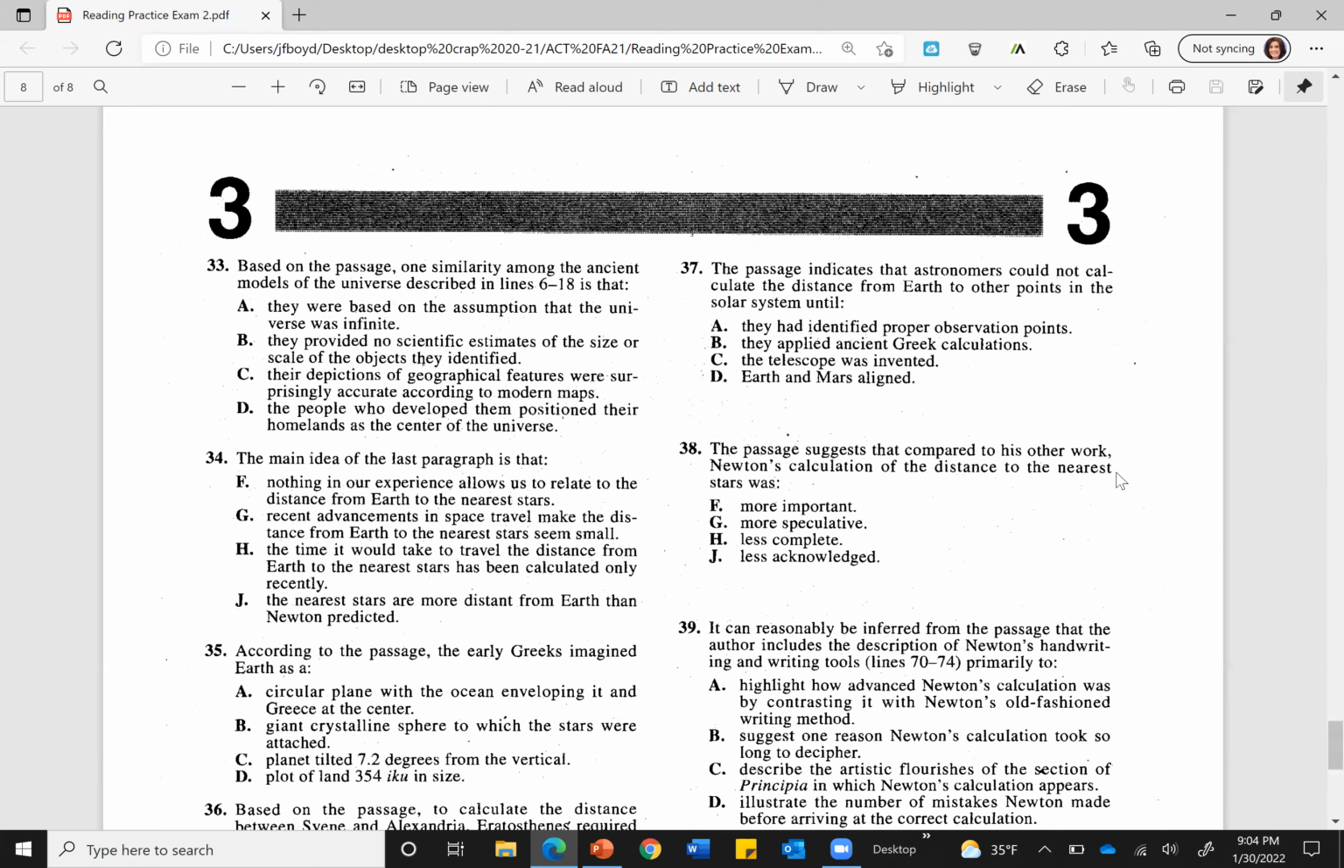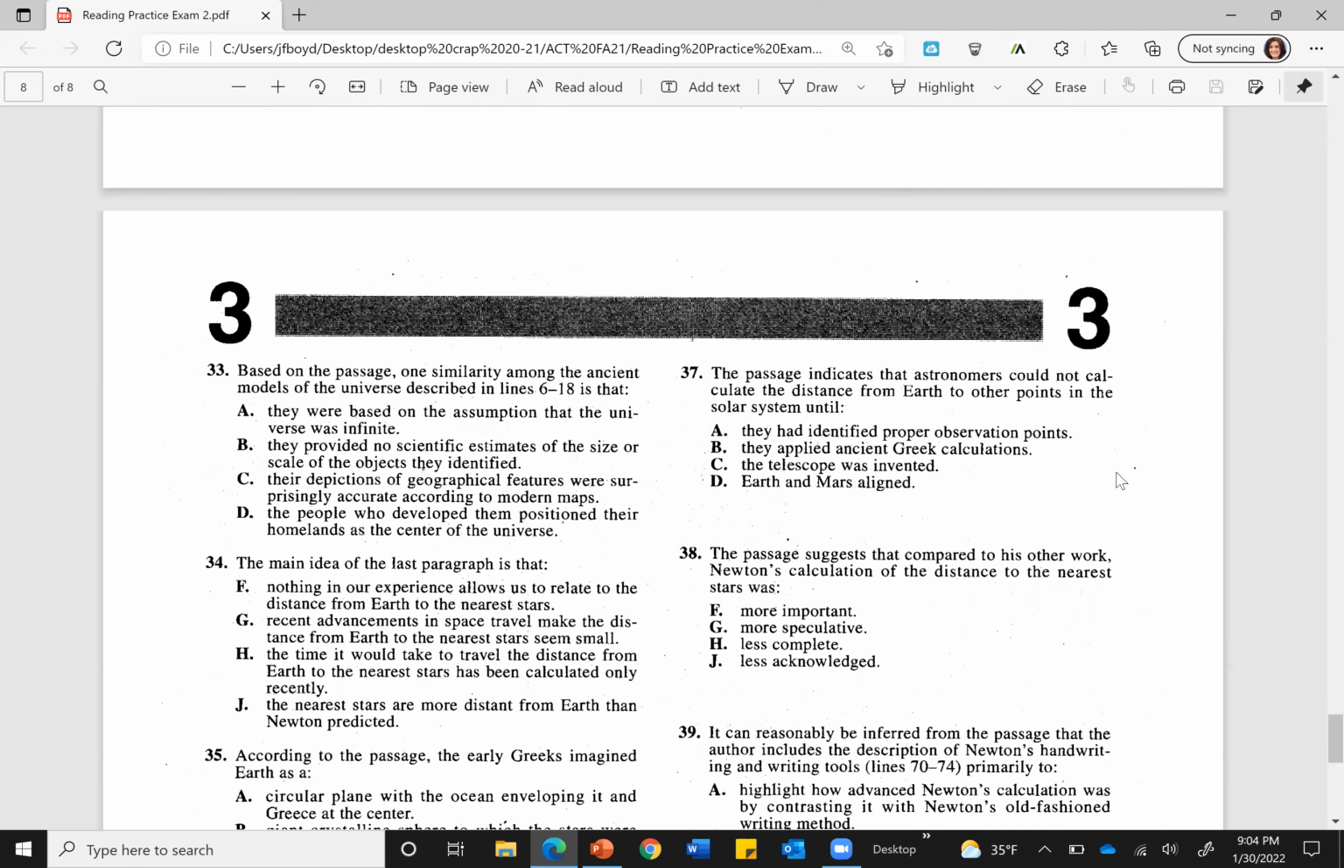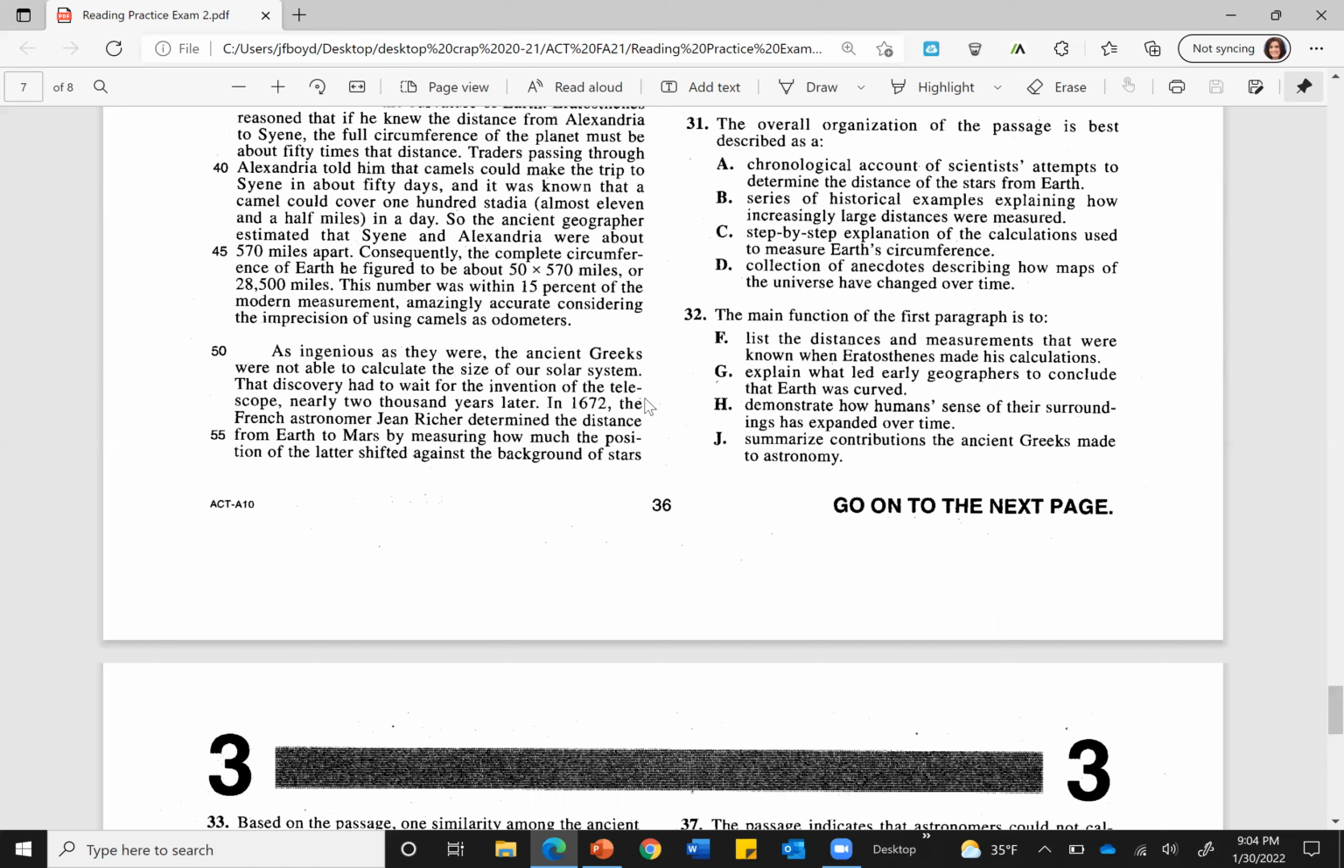Number 37. The passage indicates that astronomers could not calculate the distance from Earth to other points in the solar system until C, the telescope, was invented. And if we look right up here around line 52, we're going to see that that's going to back that up as the correct answer.